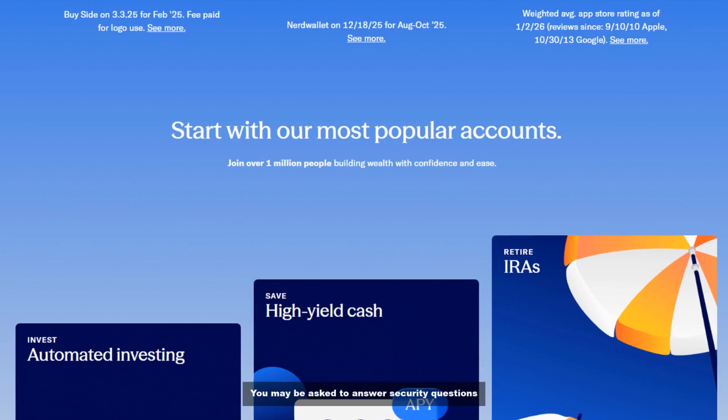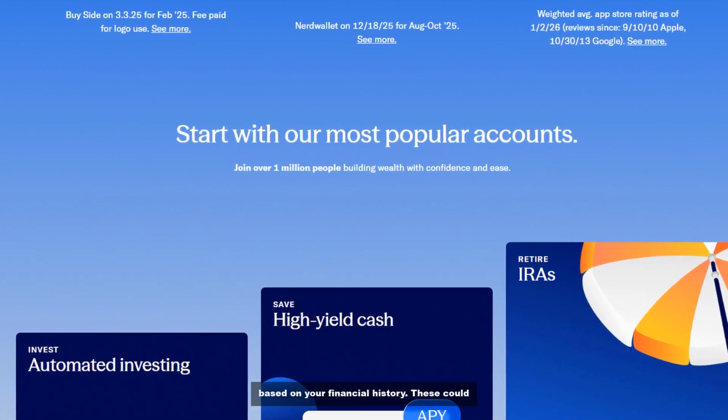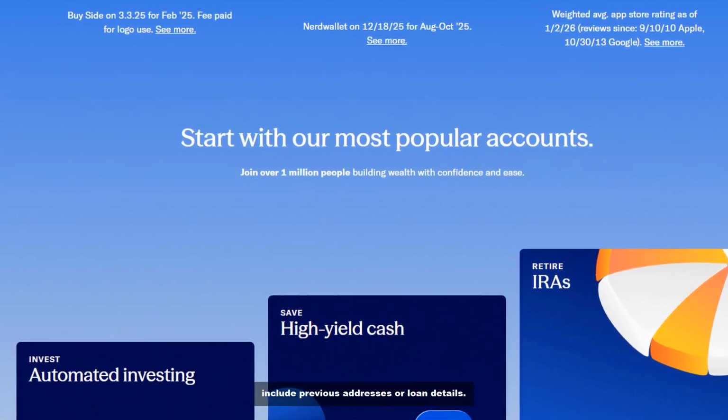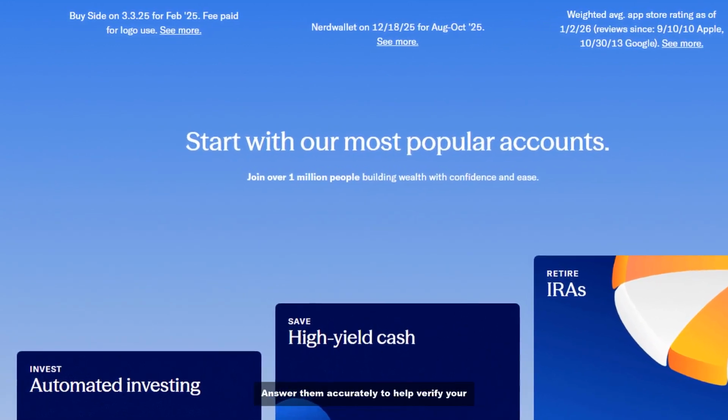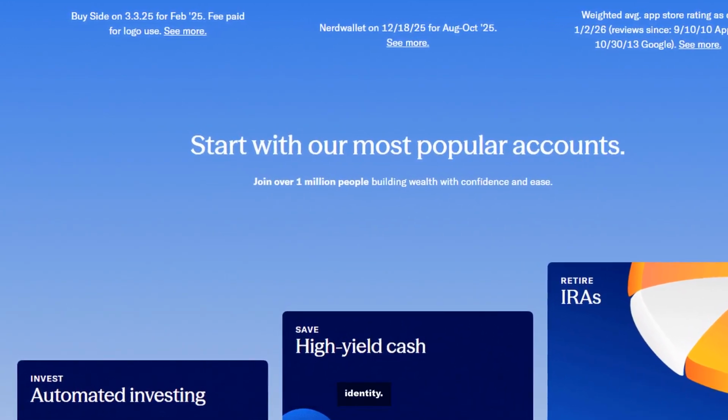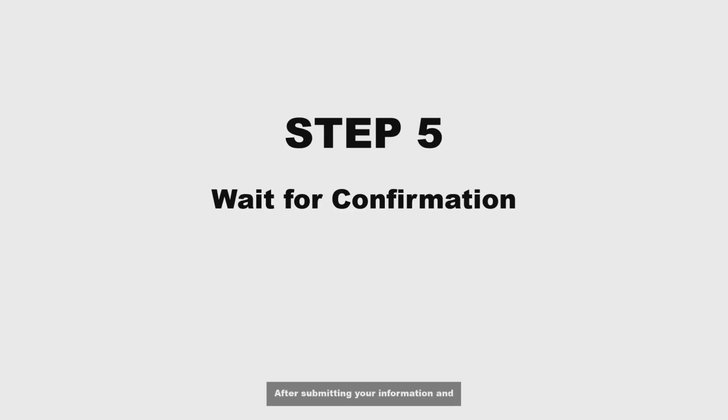Step 4. Answer security questions. You may be asked to answer security questions based on your financial history. These could include previous addresses or loan details. Answer them accurately to help verify your identity.